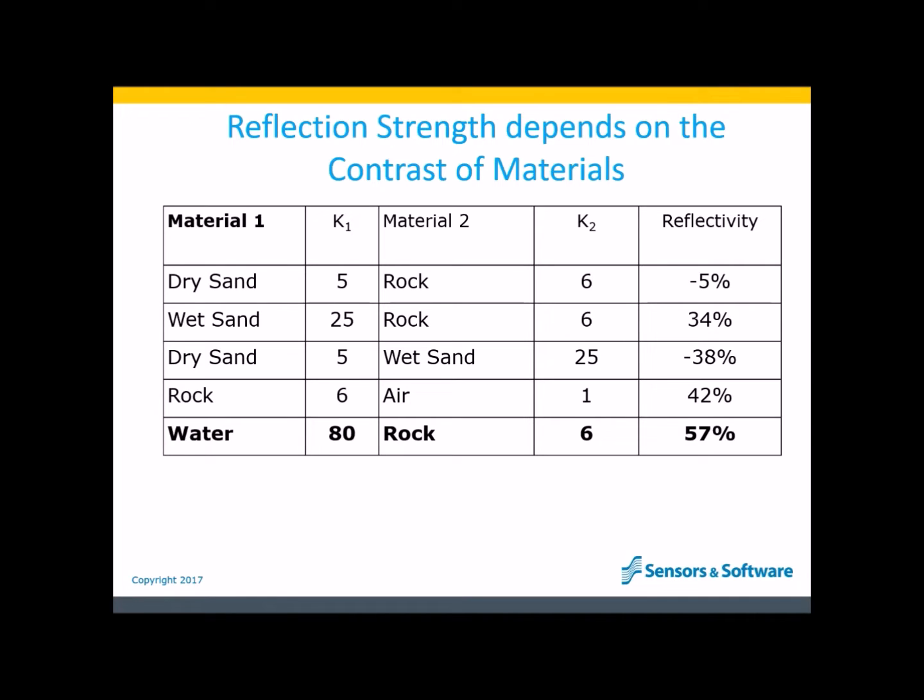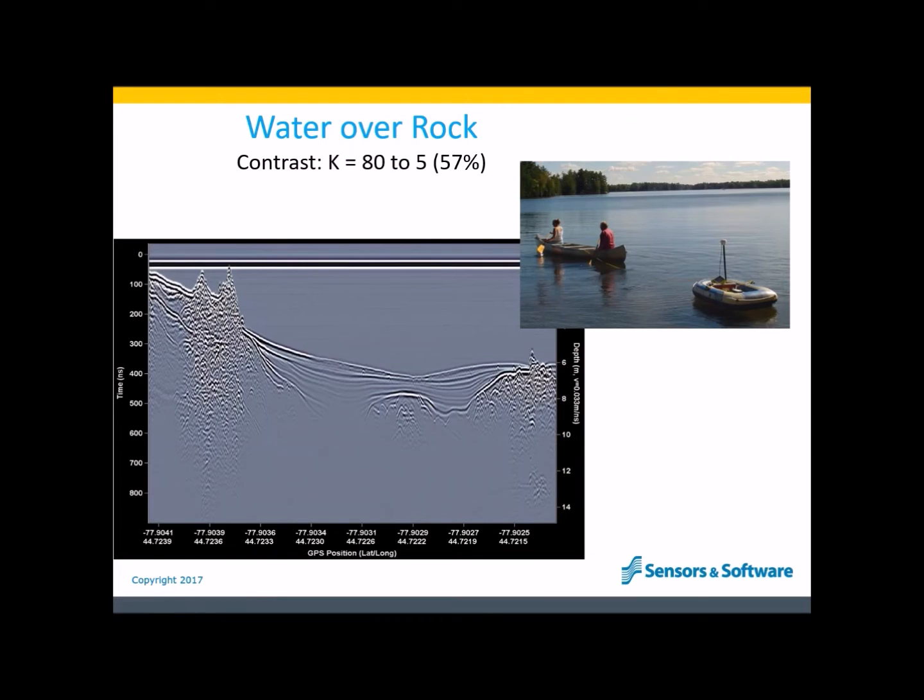The next interface is water with a K of 80 over rock with a K of 5. This gives a reflection coefficient of 57%. This type of survey is also known as bathymetry. Here's an example of bathymetry data.